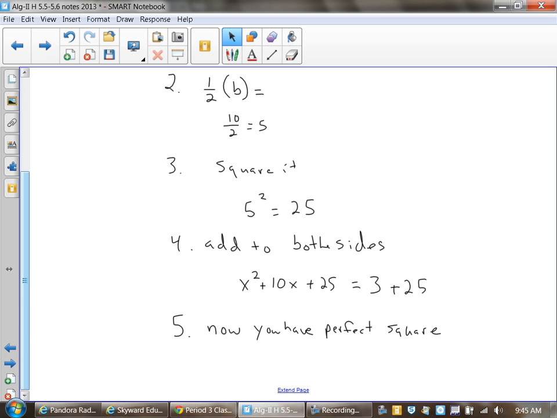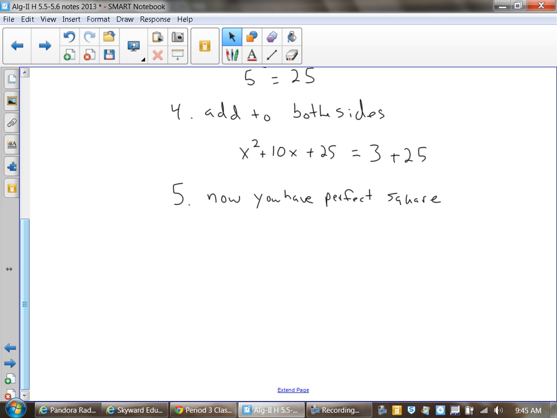So now you add it to both sides. And what I want you to notice here is that you have created a perfect square on the left. What times what is 25? You have to get either 5 or 5, right?